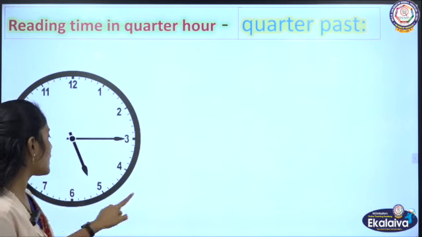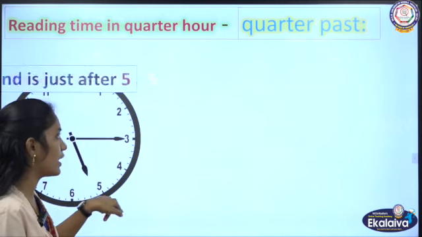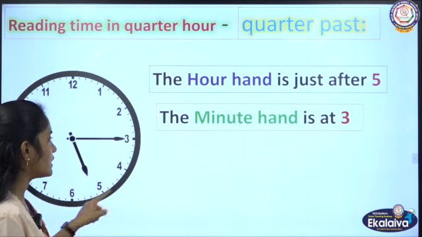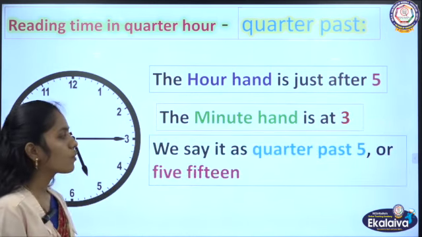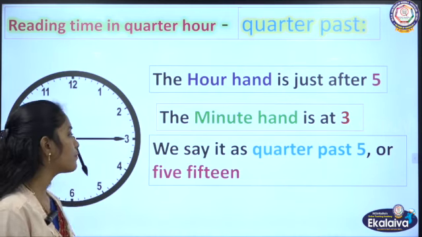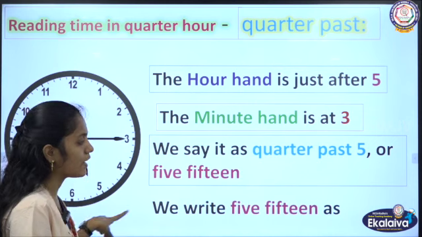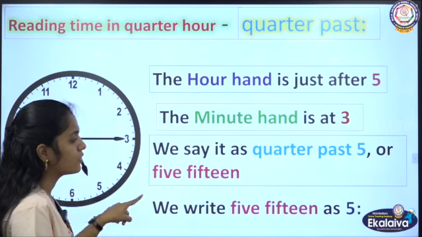Here the hour hand is just after 5. The minute hand is at 3. We say it as quarter past 5 or 5:15. We write 5:15 as 5:15.